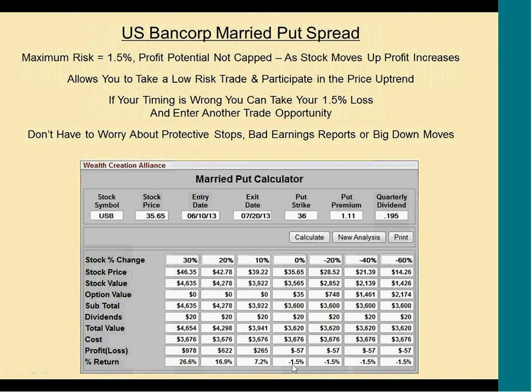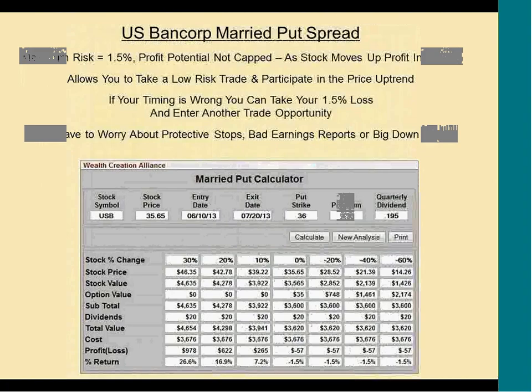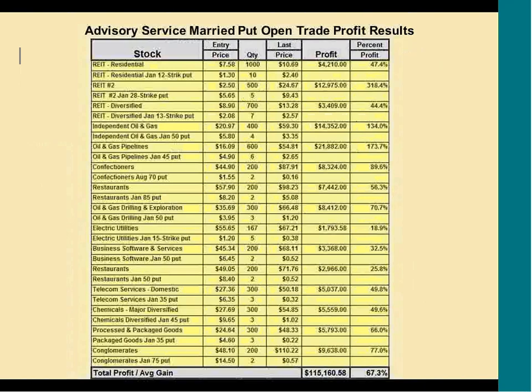So that concludes my presentation for today, and I hope you learned a little bit about how to trade the markets with very low risk. The market neutral spread strategy and the married put strategy allow you to participate in stocks and sectors that have had these big moves, and at the same time have a very low risk entry. So I'm going to take any questions at this point.